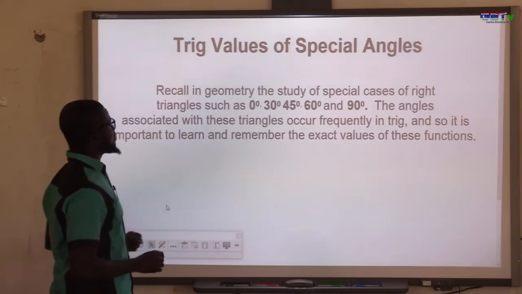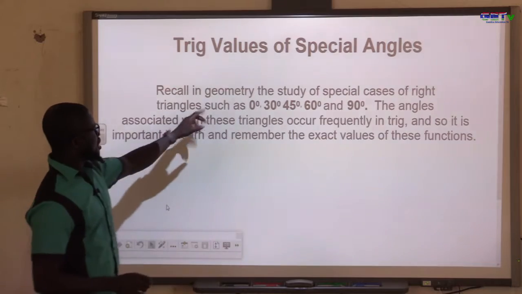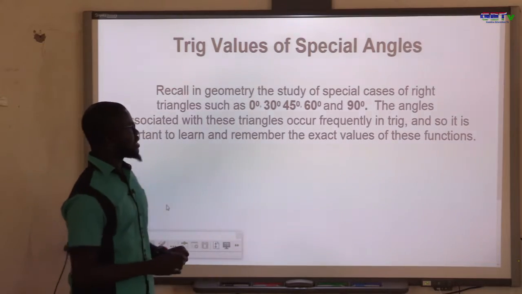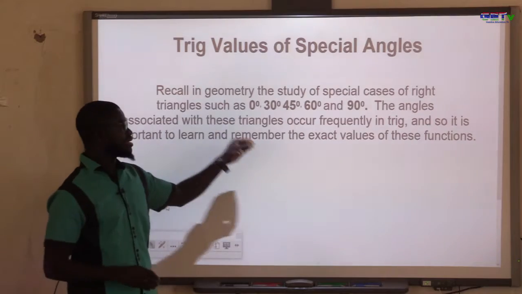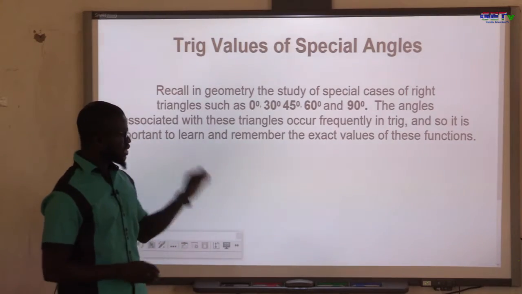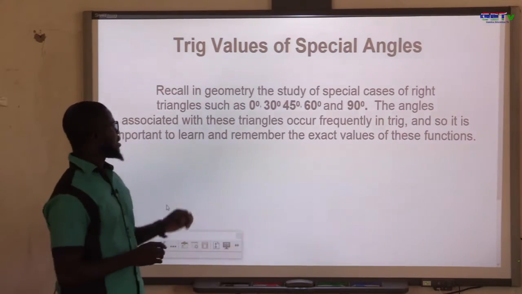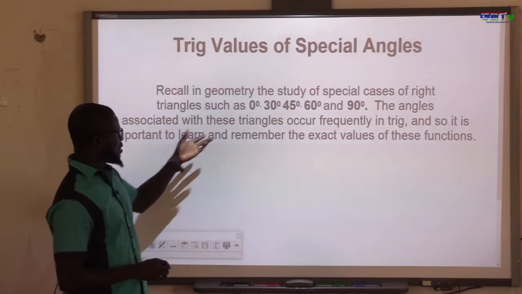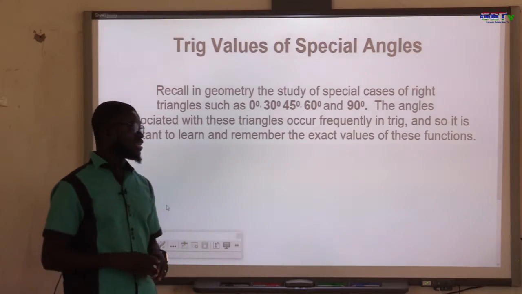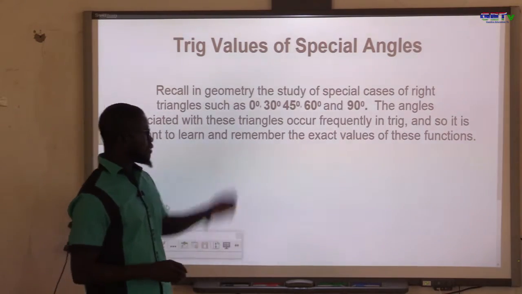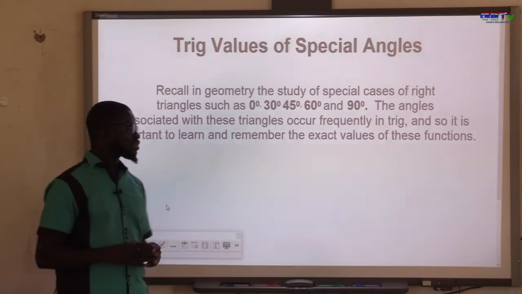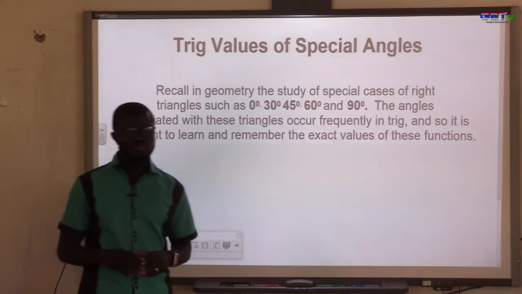Now to read what we have on the board: recall in geometry the study of special cases of right triangles such as 0 degrees, 30 degrees, 45 degrees, 60 degrees, and 90 degrees. The angles associated with these triangles occur frequently in trig, and so it is important to learn and remember the exact values of these functions.